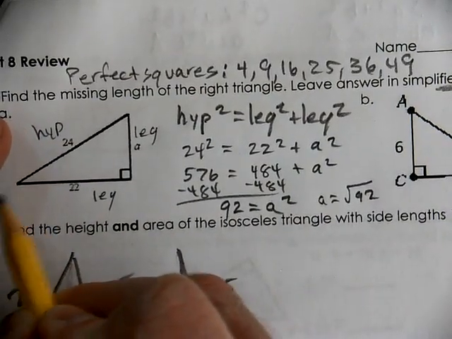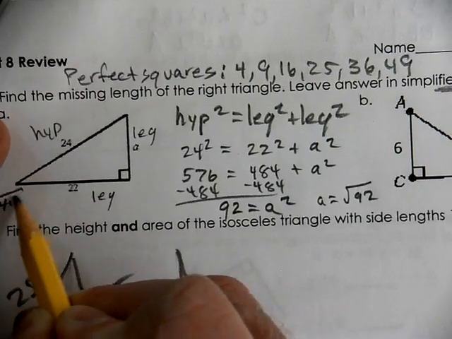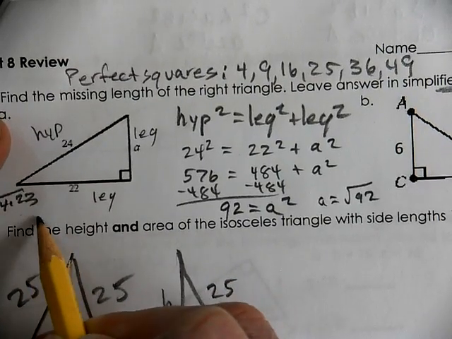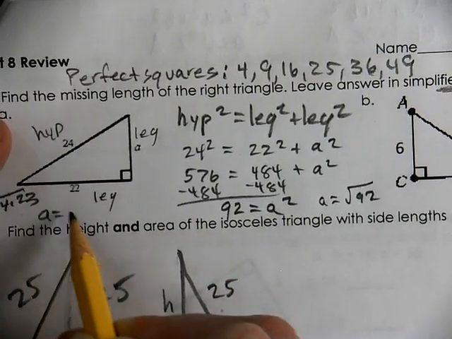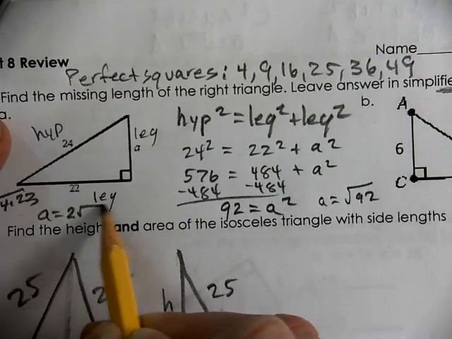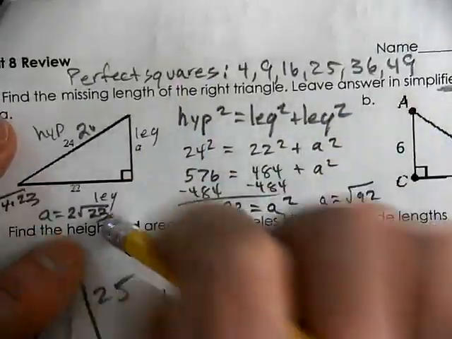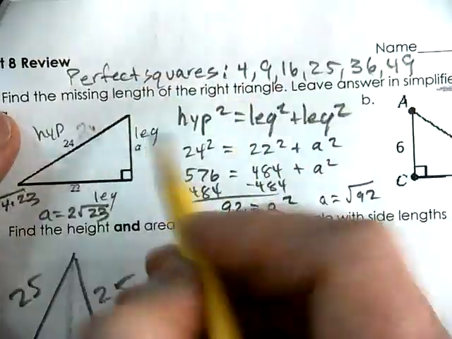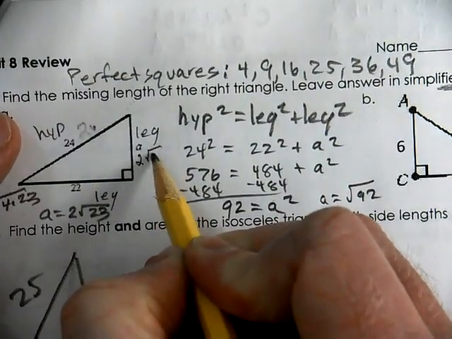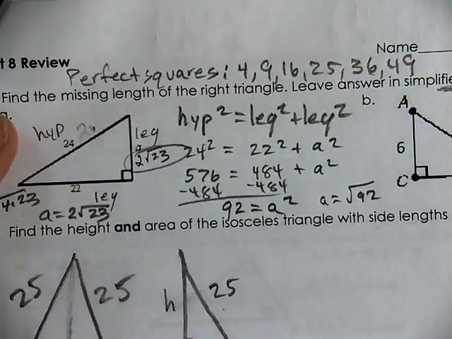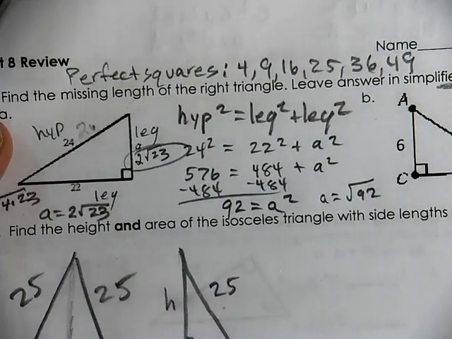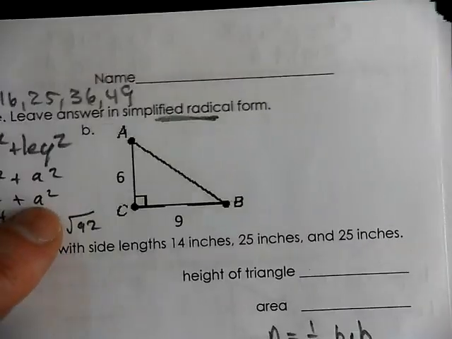So the square root of 4 times 23 is going to give us the answer of 2 root 23. That's actually the leg. 2 root 23. That would be our answer using the Pythagorean theorem.